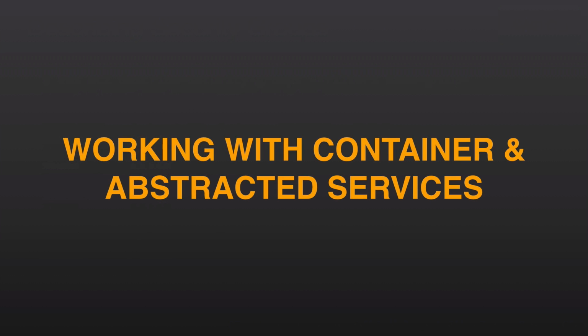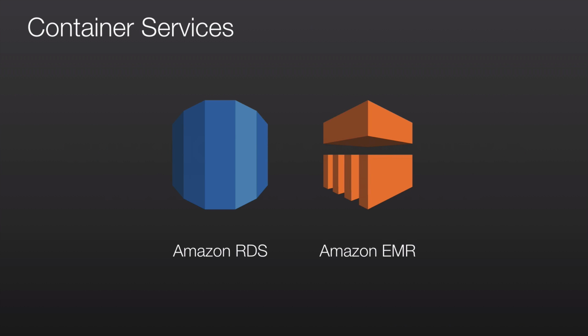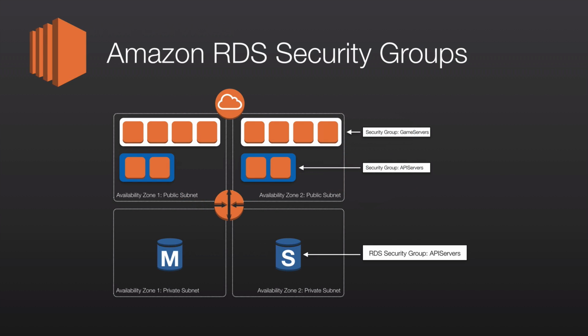I'm going to move on now quickly and talk about working with container and abstracted services. So these are services like Amazon RDS or Amazon EMR, where we're providing to you managed services essentially that are built using EC2 as a substrate, as a low-level component. And just to give you a flavor of how this works, for example, with RDS, entering into the RDS console, you're asked to create an RDS security group. And this is a reference actually to an EC2 security group, which is assigned to servers, to EC2 instances that you wish to have permission to access your RDS instance.